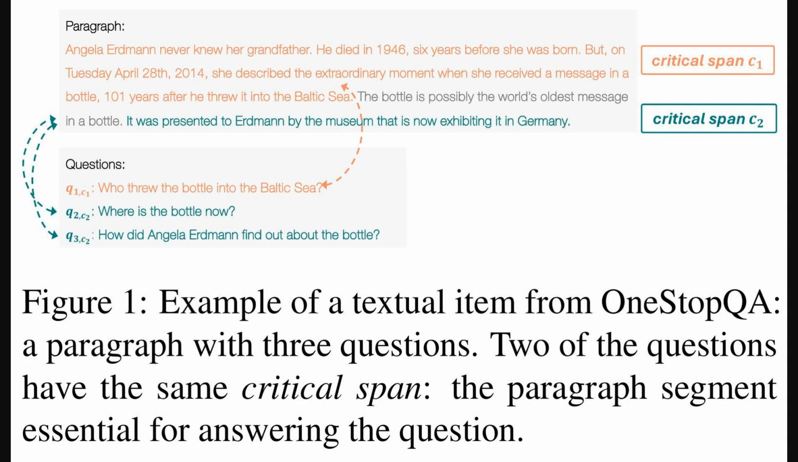Alright, so to see how they set up their experiments, Figure 1 gives us a nice example. It shows a paragraph from the One-Stop QA dataset, the collection of reading data they used. Below the paragraph, you see 3 questions. The key concept illustrated is the, quote, critical span, which is the specific paragraph segment essential for answering a question. Notice how 2 questions, Q2 and Q3, share the same critical span, labeled C2 in the figure, making it a tougher challenge for the AI to distinguish the reader's precise goal from their eye movements.